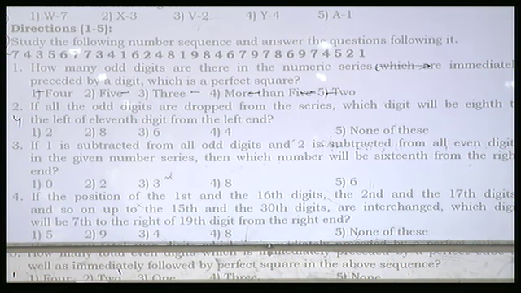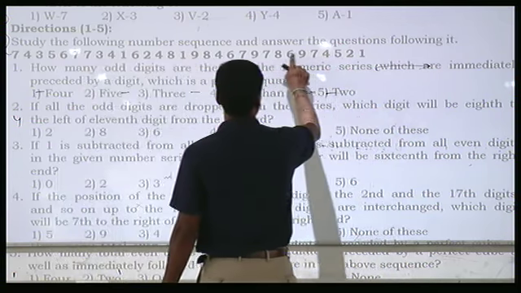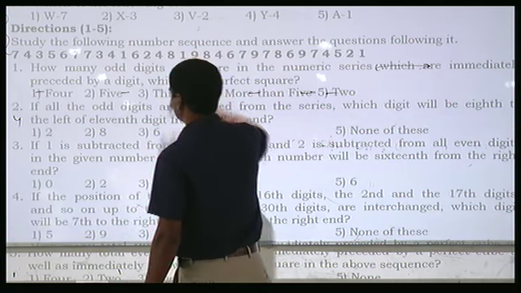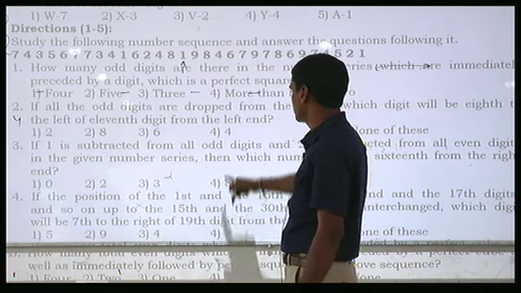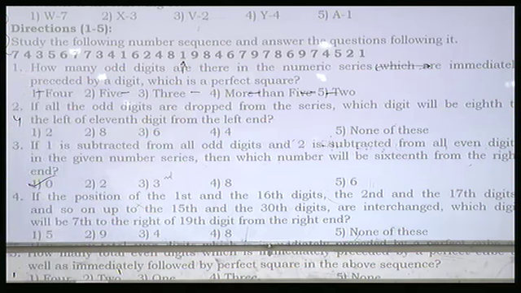Okay, 4 is done. Then, if 1 is subtracted from all odd digits and 2 is added to all even digits in the given sequence, which number will be 16th from the right hand? First check out the 16th element from the right hand, then find out whether it is an odd digit or an even digit. 1, 2, 3, 4, 5, 6, 7, 8, 9, 10, 11, 12, 13, 14, 15, 16. Whatever the 16th element is, it is odd. If it is odd, 1 should be subtracted. As 1 is subtracted, it will be 0. That is done.